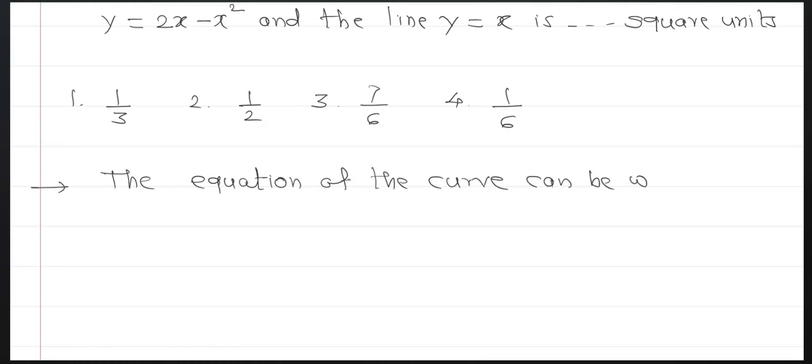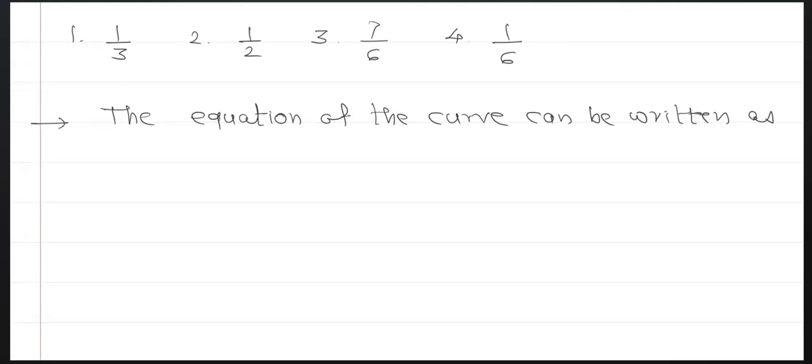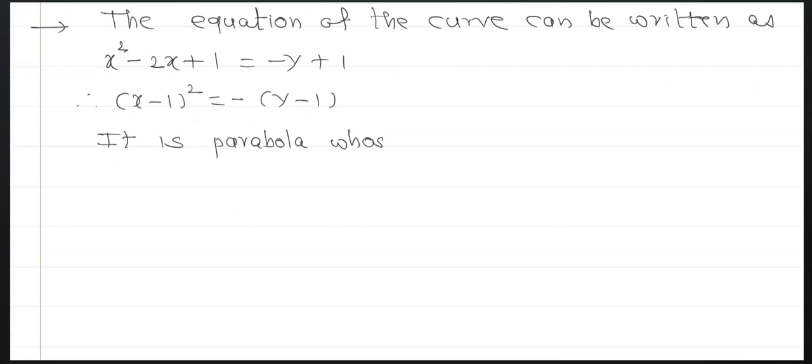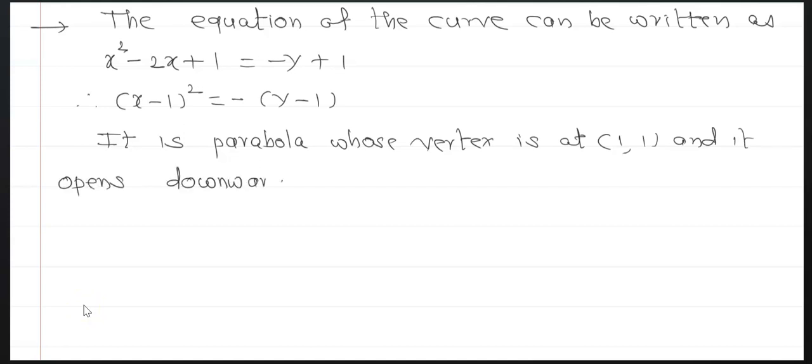The equation of the curve can be written as, that is a parabola. It is an inverted parabola: x square minus 2x plus 1 is equal to minus y plus 1, which is nothing but (x minus 1) square is equal to minus (y minus 1). It is a parabola whose vertex is (1, 1) and it opens downward.